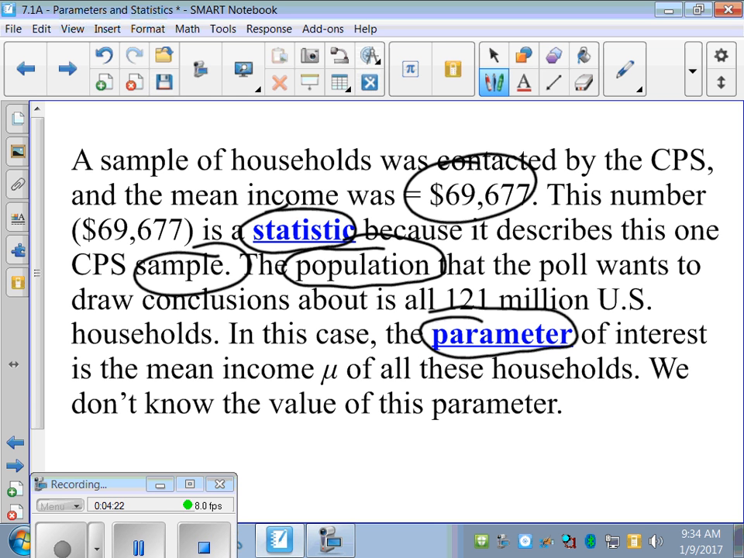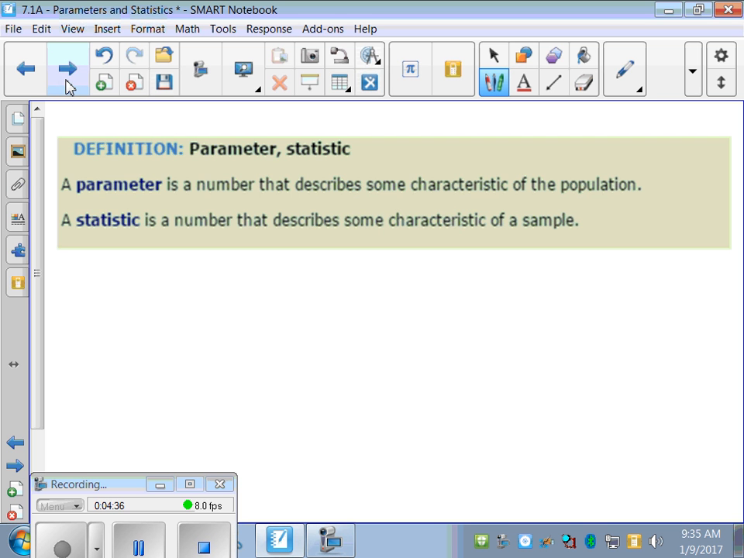The 69,677 is a sample, right? That's what we got from the sample. So I want to know what the true mean is, which is called a parameter. So P and P, parameter goes with population. So definition, a parameter is a number that describes some characteristic of the population. Okay, a parameter is a number that describes some characteristic of the population.